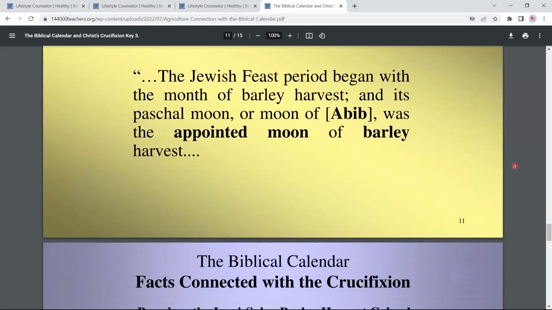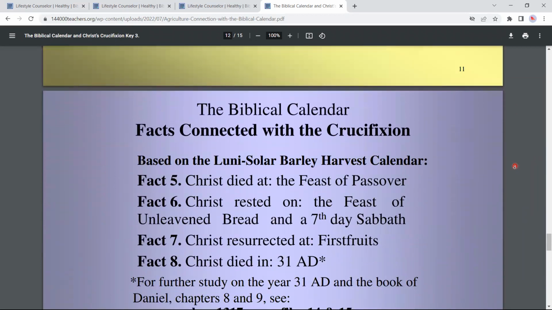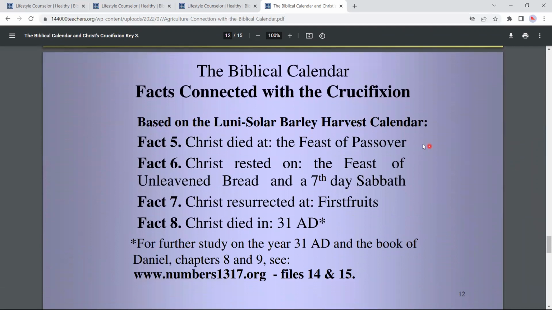The biblical calendar, facts connected with the crucifixion, based on the Luni-Solar barley harvest calendar. Christ died at the feast of Passover. Christ rested on the feast of unleavened bread and always a 7-day Sabbath. Christ resurrected at first fruit. Christ died in 31 AD. For further study on the year 31 AD and the book of Daniel, please see chapters 8 and 9 as reflected in file number 14 and file 15 of numbers 1317.org.